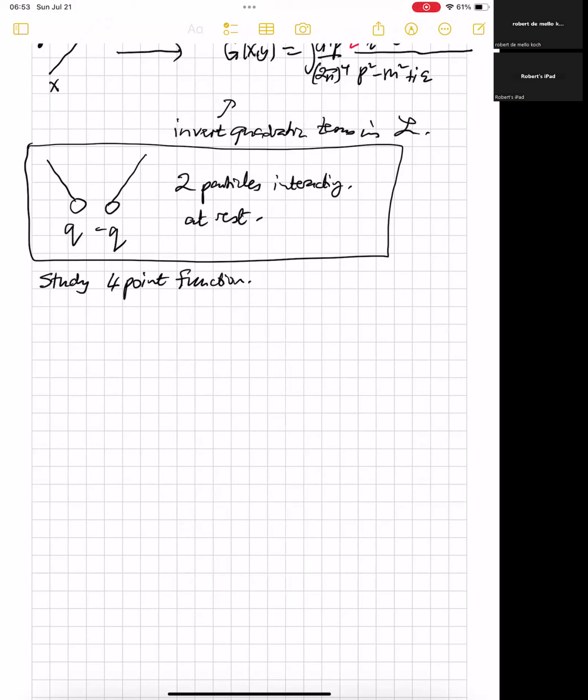Based on our experience with the two-point function, we're going to study the Fourier transform. Okay, we think that that would be a good thing to do. Okay, so what do we have? We have the vacuum expectation of the time-ordered correlator of four fields. So here we go. And then phi of x4.